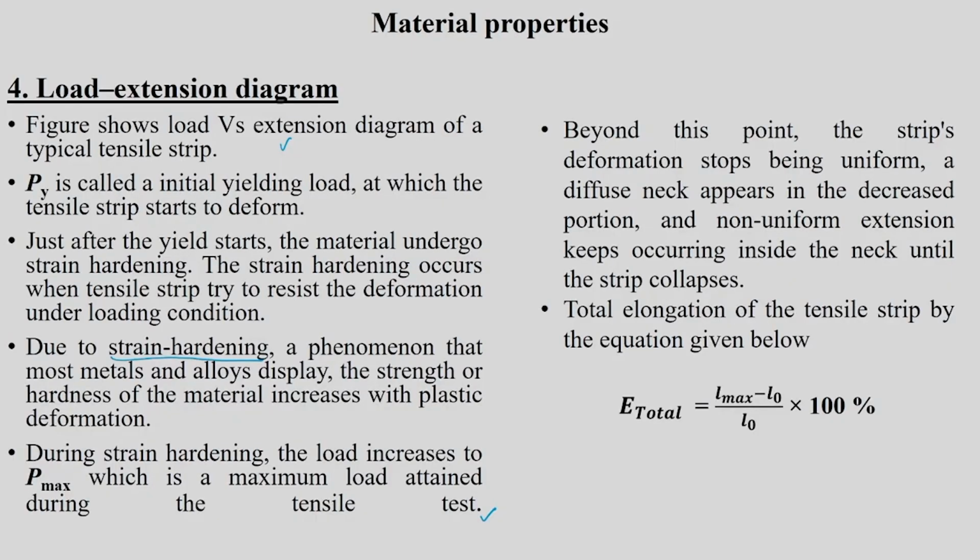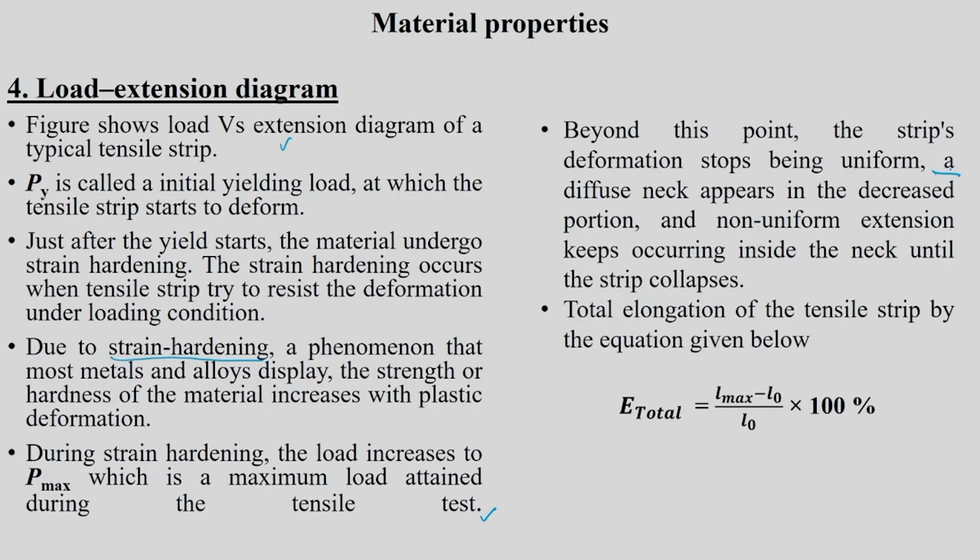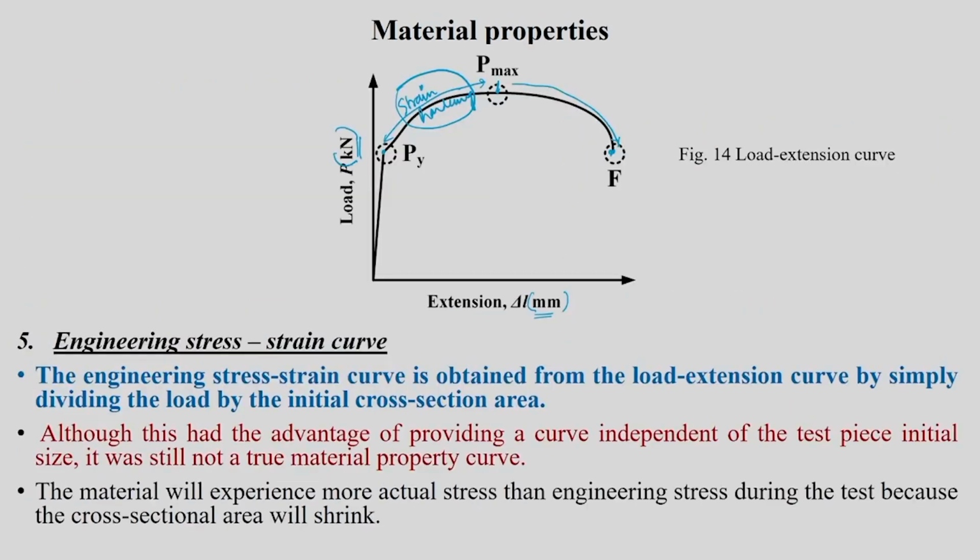So, any shape change that you are going to give, you should be able to give before it reaches that particular point. Okay. And whenever P max is reached, it is a hint for you that there is some sort of instability, like for example diffuse necking, that has already started in the material if it has got one. Okay. A diffused neck appears in the reduced portion, and a non-uniform extension keeps occurring inside the neck until the strip collapses. So, what does that mean? That means when P max is reached, you may have necking in the material.